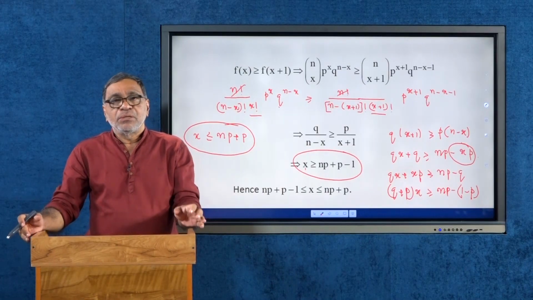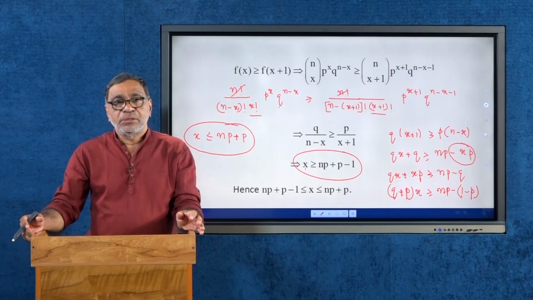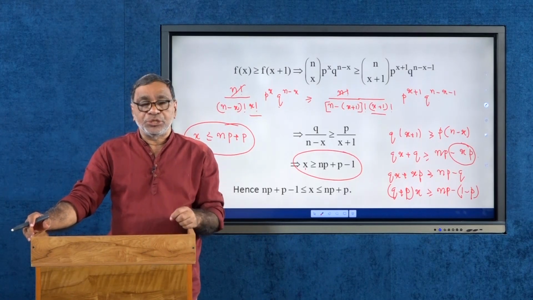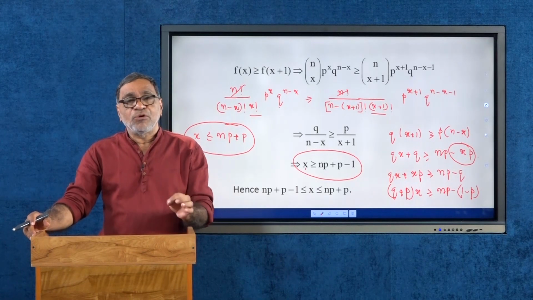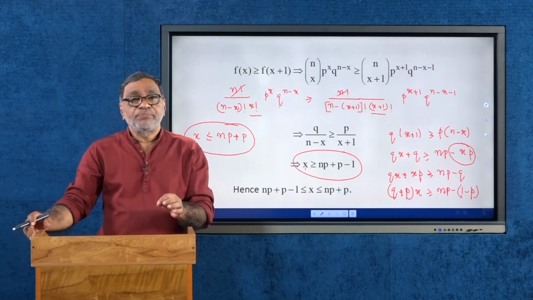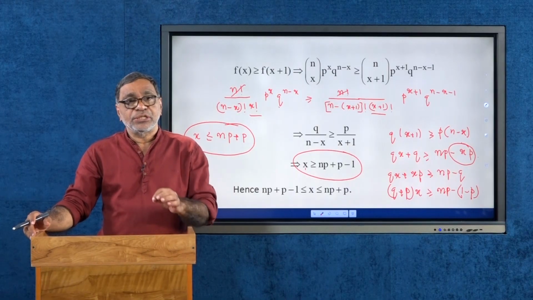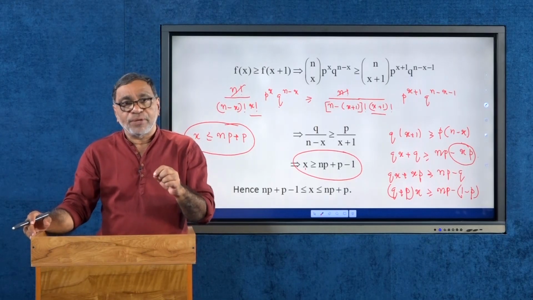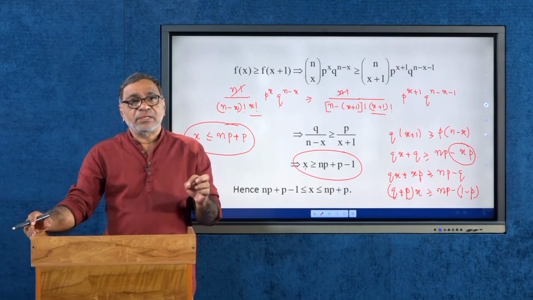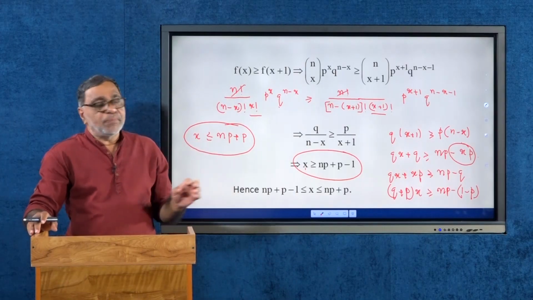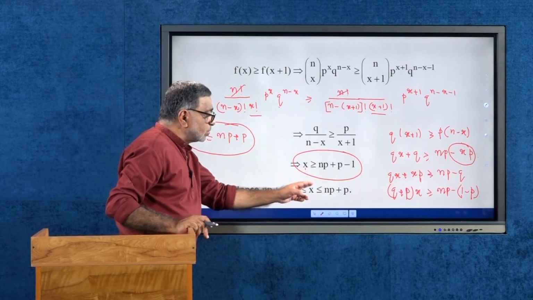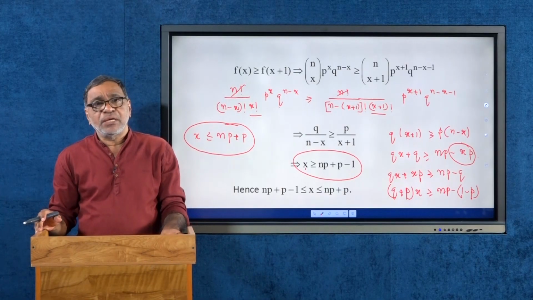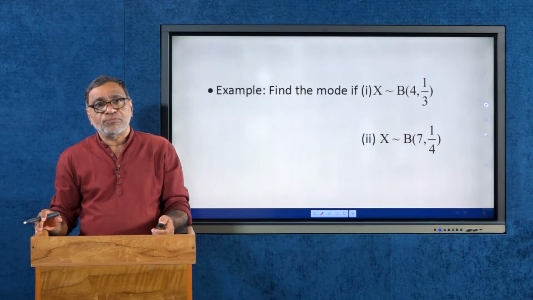So, that means for a binomial random variable, suppose we are finding the mode of the distribution, that means the value of the random variable at which the probability mass function is maximum, that is obtained by identifying the value of x in such a way that x lies between np plus p minus 1 and np plus p. So, this is the concept behind finding the mode of the distribution.